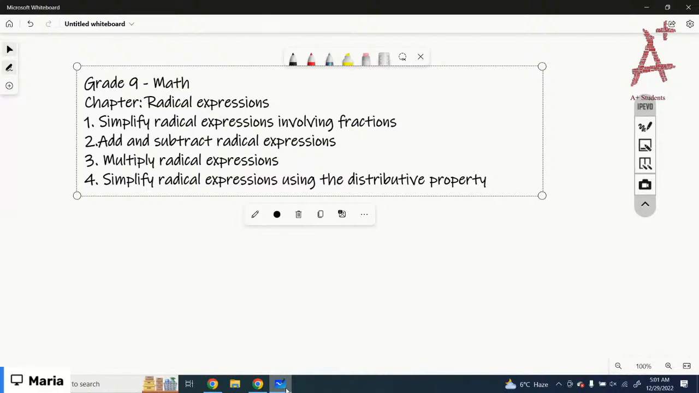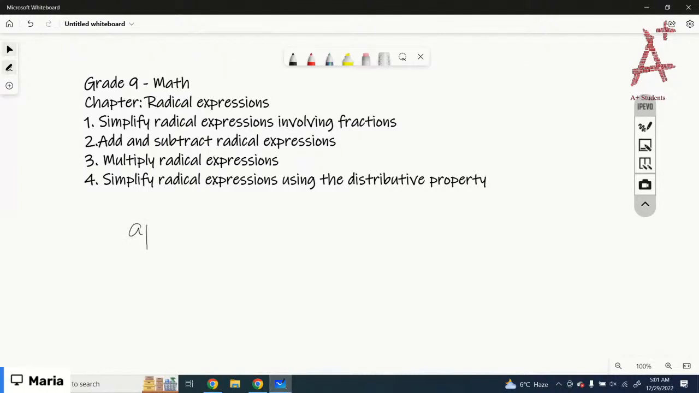So we're going to start with grade 9 maths. You can find all the lessons on aplusstudents.com. You have to log in there using your email address and password as provided by the administrator. Then you have to select math from the subject tab. Scroll down to grade 9 maths. There you can find a list of the chapters. So we're going to start with the chapter radical expressions.